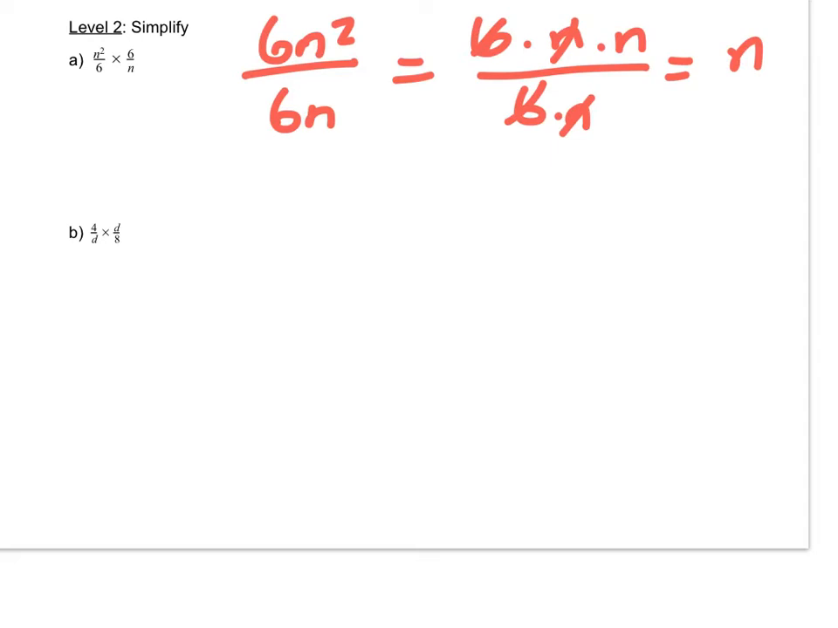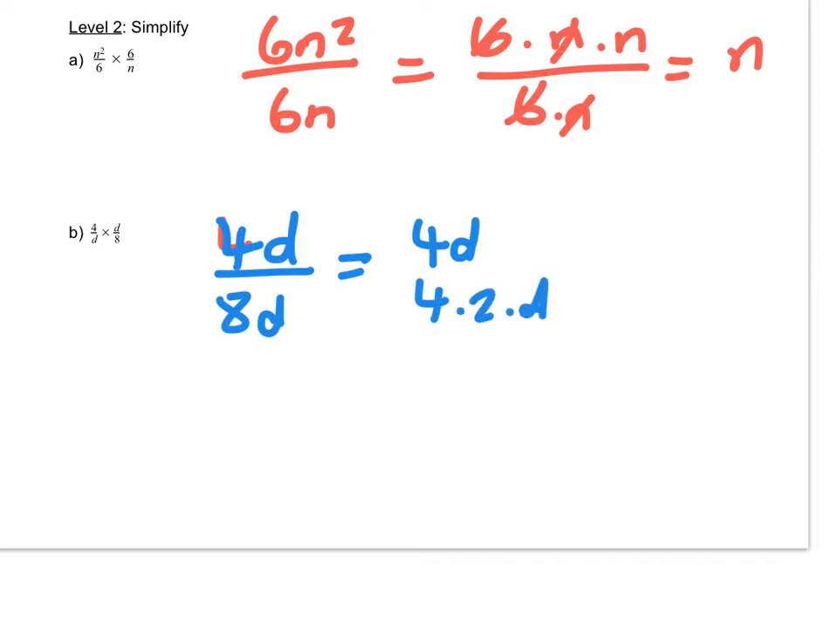Second one, change back to blue. Okay, top times top, so that's 4 times d. And on the bottom you have 8 times d. So the common factor of those is 4d, so the top is 4d, and the bottom is 4 times 2 times d. 4 is cancelled, d is cancelled, so you're just left with a 2 on the bottom and you put a 1 on the top.